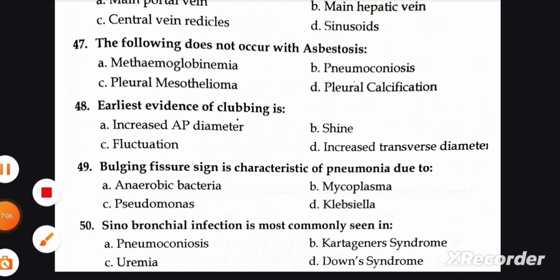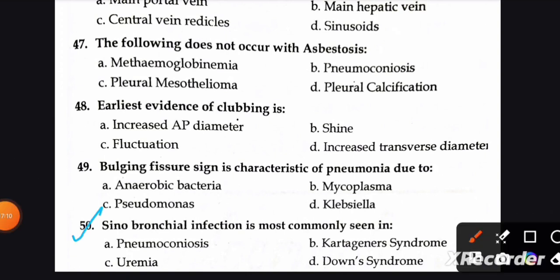Next question is sinobronchial infection is commonly seen in A pneumoconiosis, B Kartagener syndrome, C uremia, and D Down syndrome. So right option is B, Kartagener syndrome.